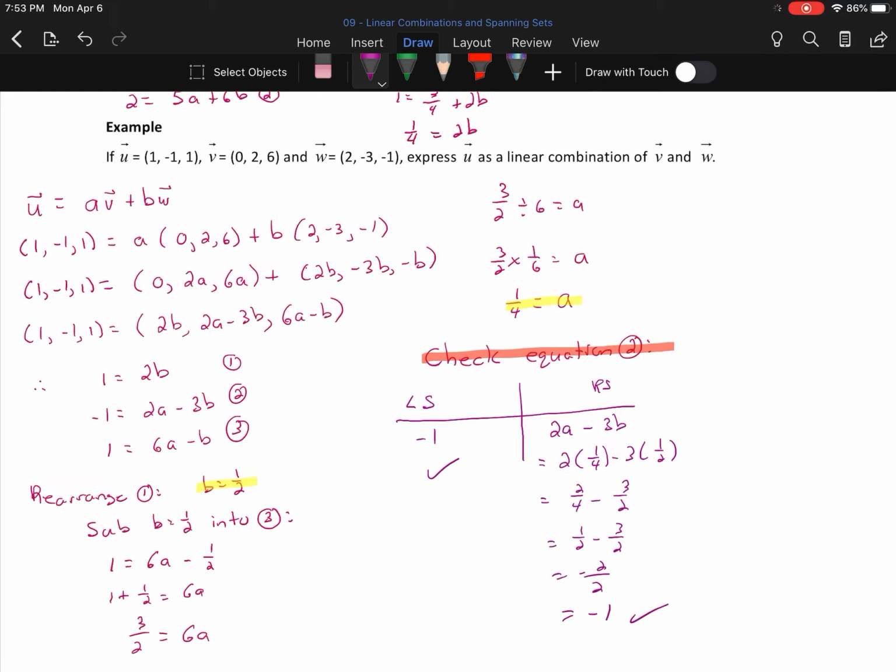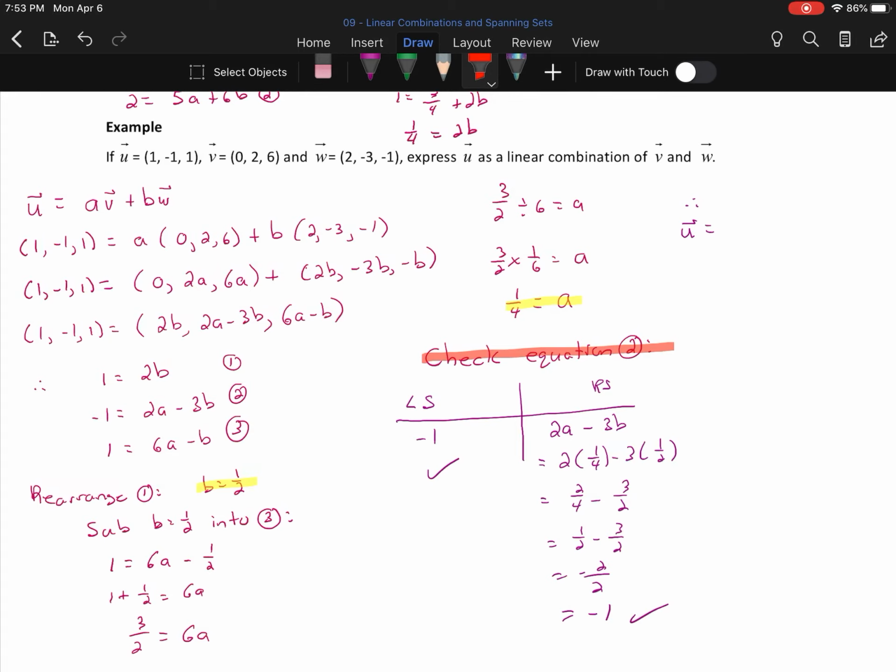It is possible when you have it in 3D that it won't work, that you won't be able to find a linear combination that will work. And it's because if these vectors aren't coplanar, it's not going to work. And we'll talk more about coplanar later. I'm just introducing that word right now. If these three vectors aren't in the same plane, you won't be able to find u as a combination of v and w. So anyways, they said express u as a linear combination of v and w.